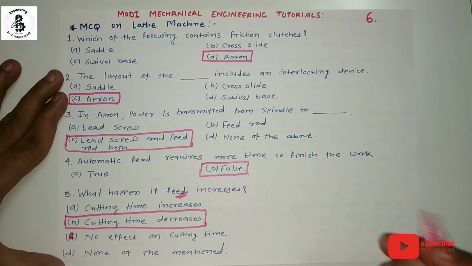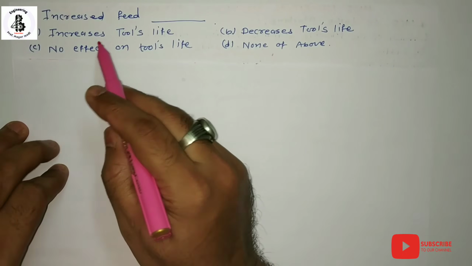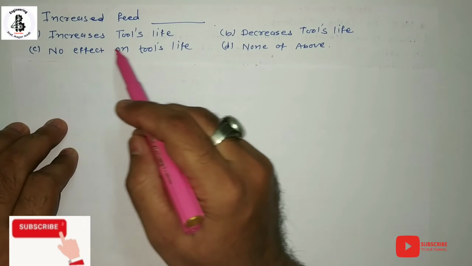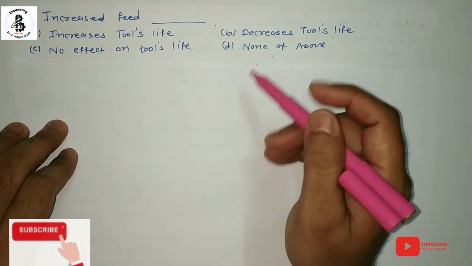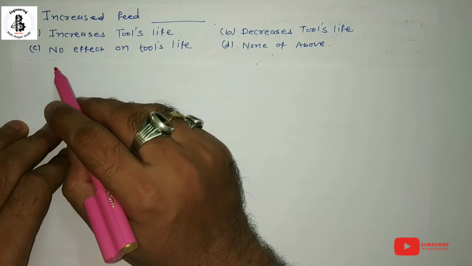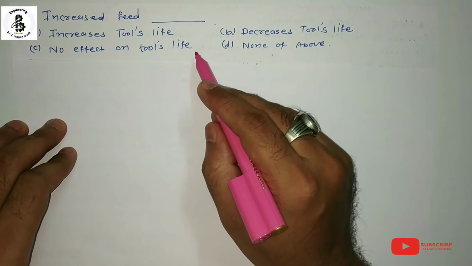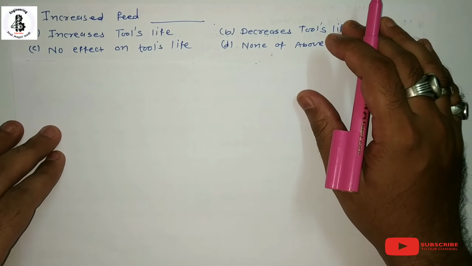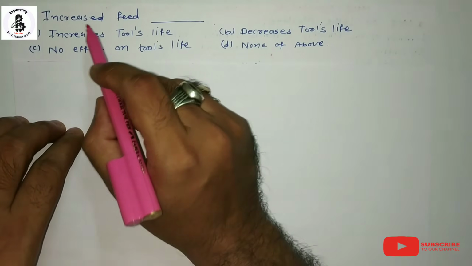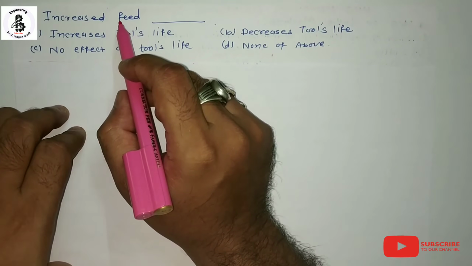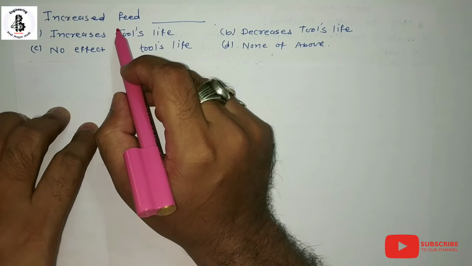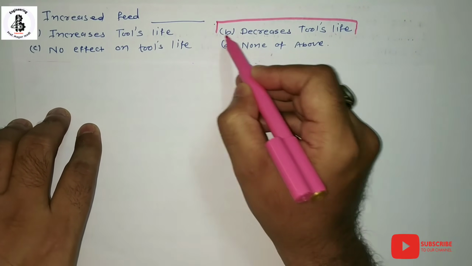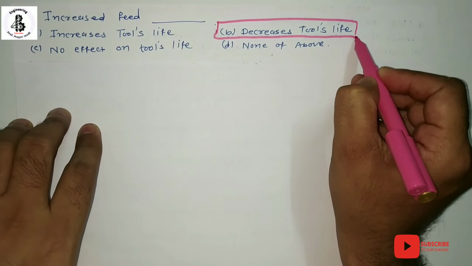Then next question. Increased feed, so what happens? Option A, increases the tool life. Option B, decreases tool life. Option C, no effect on tool life. And option D, none of the above. In the previous question I already discussed that increasing the feed also decreases the tool life. So that will be option B, decreasing the tool life by increasing the feed.